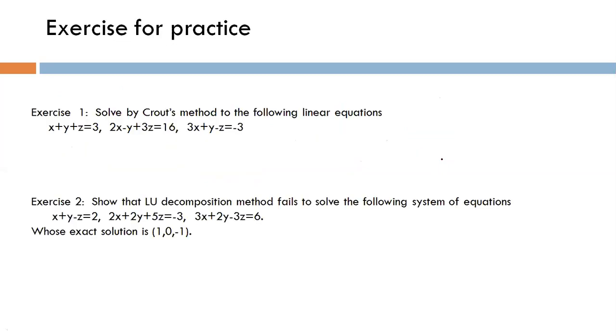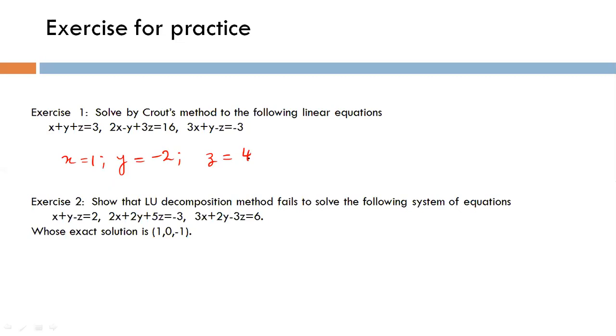Now I am giving you two questions as your exercise. Solve by Crout's method the following linear equations: x plus y plus z equal to 3, 2x minus y plus 3z equal to 16, 3x plus y minus z equal to minus 3. I am going to write the solution: x equal to 1, y equal to minus 2, and z equal to 4.